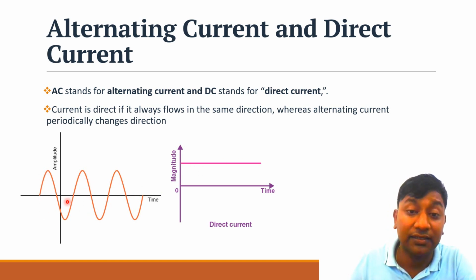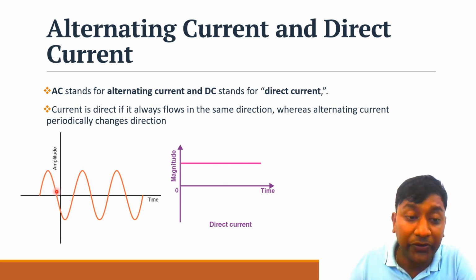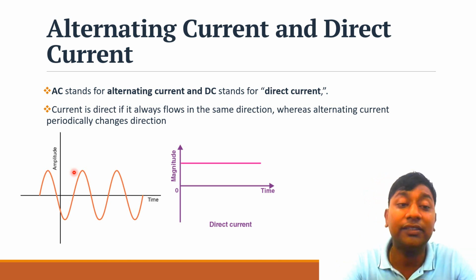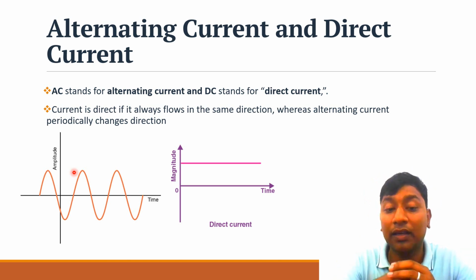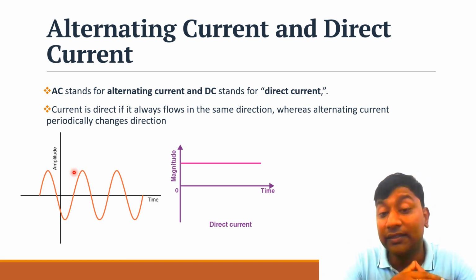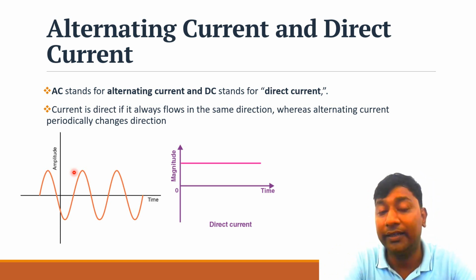Another difference is that direct current flows in one direction, whereas alternating current periodically changes direction with time. So those are the two basic differences. One is a fixed value, the other is variable; the value continuously changes. The other is direction: direct current flows in the same direction, whereas alternating current periodically changes that direction.